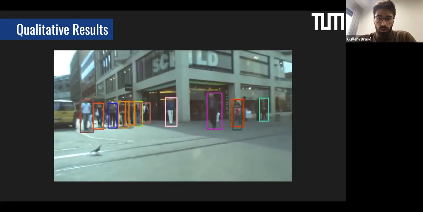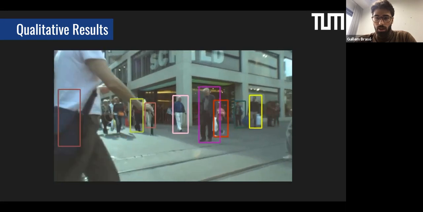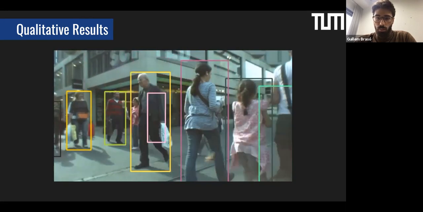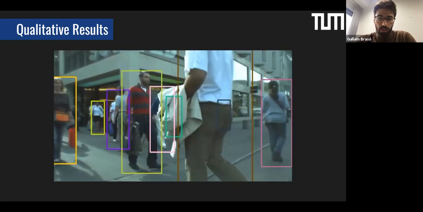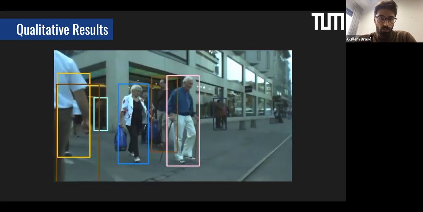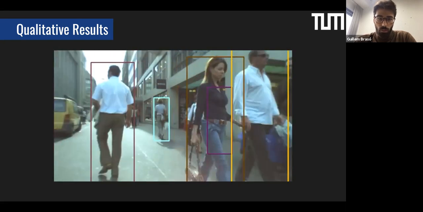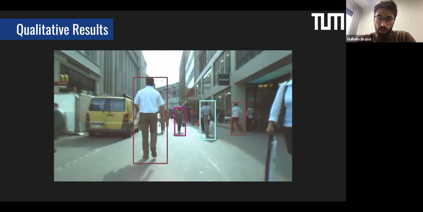But overall, I would say it worked quite well. Also, this is the MOT challenge. In some sequences there's strong movement, strong camera motion. These are quite challenging, but you can see how, again, there are some mistakes, but overall decent performance.